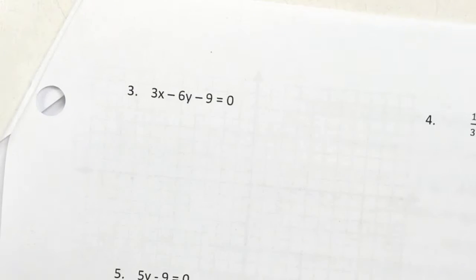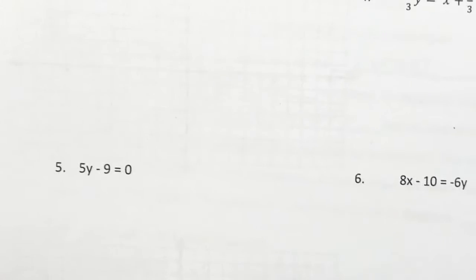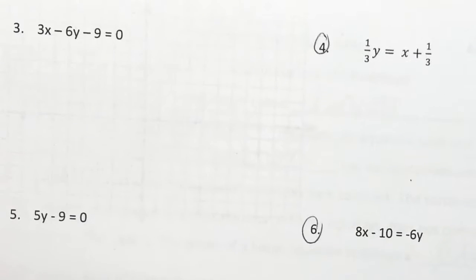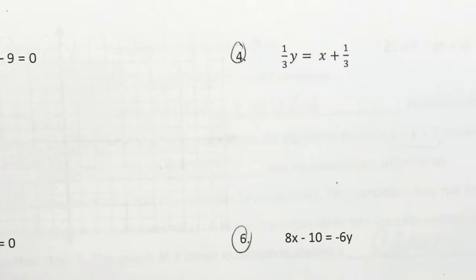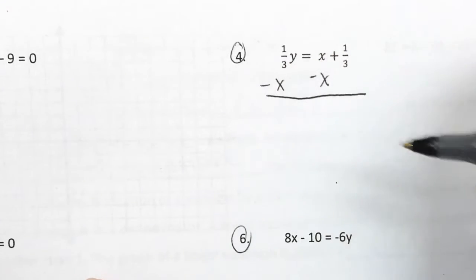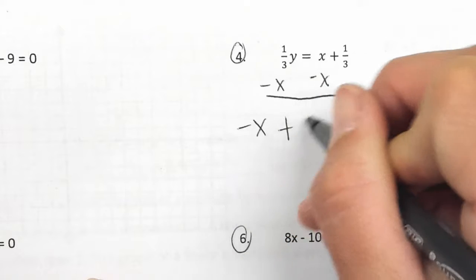All right, flip it over. We'll do 2 more together. I'll let you pick which one out of 3 through 6. 4 and 6. Okay. All right, on this one, what do we need to do? Good, to get it on the side with y. Tell me what I need to write first. Negative x plus 1/3 y.